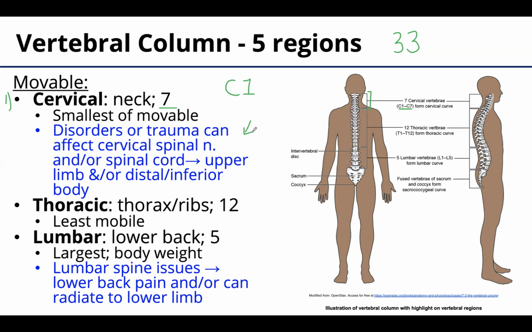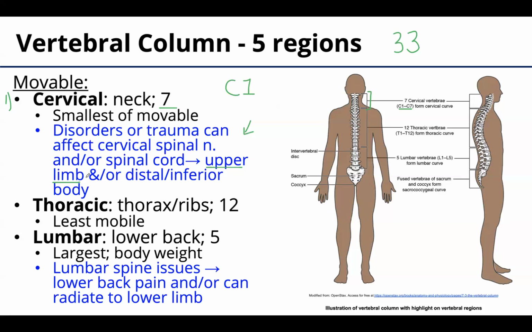What I wanted to highlight here with the cervical vertebrae is that disorders such as osteoarthritis, or trauma such as fracture or dislocation of cervical vertebrae, could directly affect the cervical spinal nerves that exit the vertebral column at that level. And so, depending on the severity, that can cause pain, numbness, or weakness of the upper limb because those cervical spinal nerves are directly affecting the upper limb.